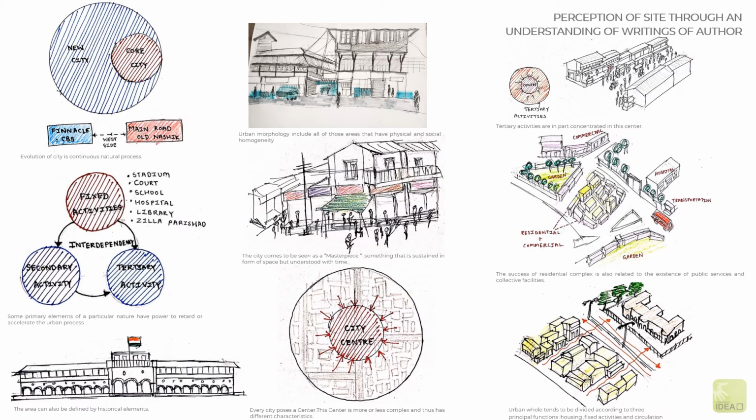Historical elements around Main Road and District Court can be seen as masterpieces that are sustained in the form of space and understood with time. District Court, Kalidas, Main Road, CVS, schools, hospitals, etc. exist as fixed activities, which are primary elements in the city that have the power to accelerate or retard the urban process. Urban areas tend to be divided according to three principal functions: housing, fixed activities, and circulations.